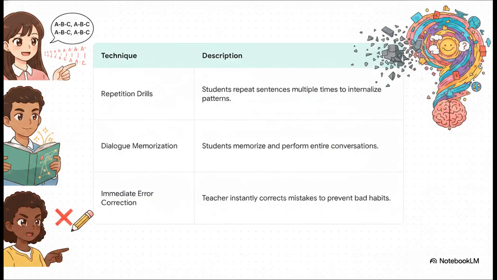So now the classroom was filled with the sound of students just repeating sentences over and over, memorizing whole conversations, and having every single mistake corrected right on the spot. And yeah, they could produce perfect sentences, but they often got stuck when they had to use the language creatively. It's that classic feeling of being able to recite a phrase from a textbook perfectly, but then you freeze the second a real conversation goes off script.